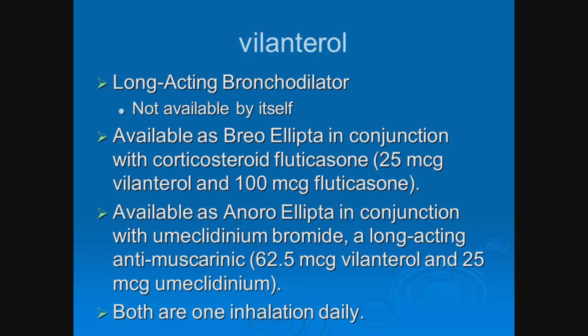Brand new one. Something called vilanterol. Available as Breo Ellipta, available as Anoro Ellipta. What I want you to know about it is that it's a long-acting agent, once a day. In the case of the first one, it's combined with a corticosteroid. In the case of the second one, it's in combination with an anticholinergic agent.